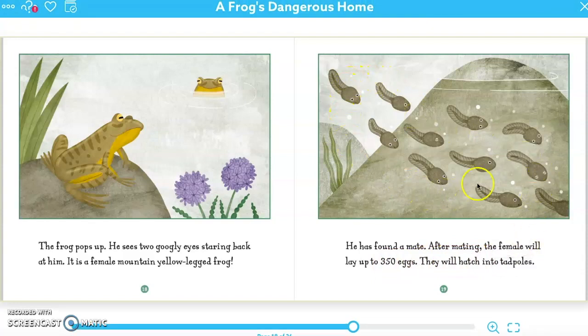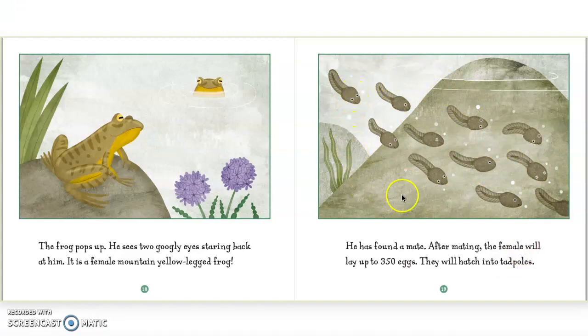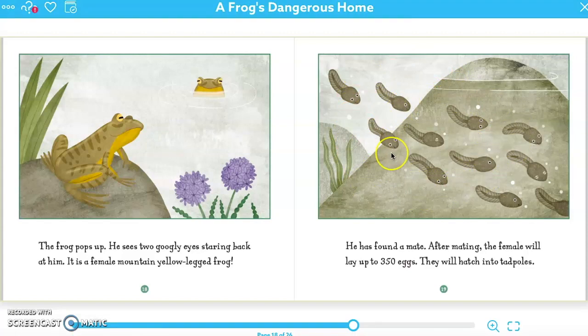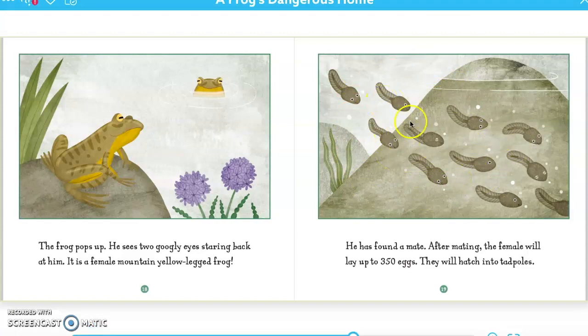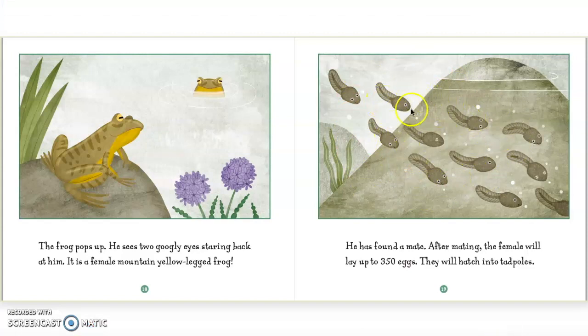So what stage of the life cycle of a frog are these frogs in? Right, the tadpole stage. So before the tadpole stage, they were eggs. Now they're tadpoles. Then they're going to get tadpoles with legs. Then they're going to be little froglets, and then they're going to turn into a frog.